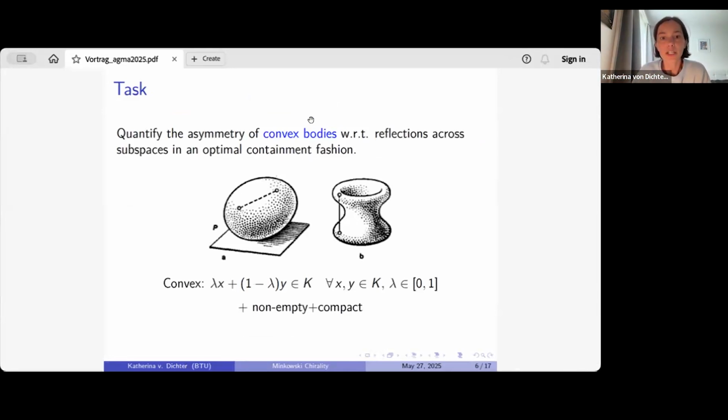So first of all, we need to understand what convex bodies are. Convex bodies are convex, compact, non-empty sets. Convexity simply means that if you have two points x and y belonging to your set K, then any convex combination of them also belongs to it. We also have to restrict our body to be non-empty and compact.